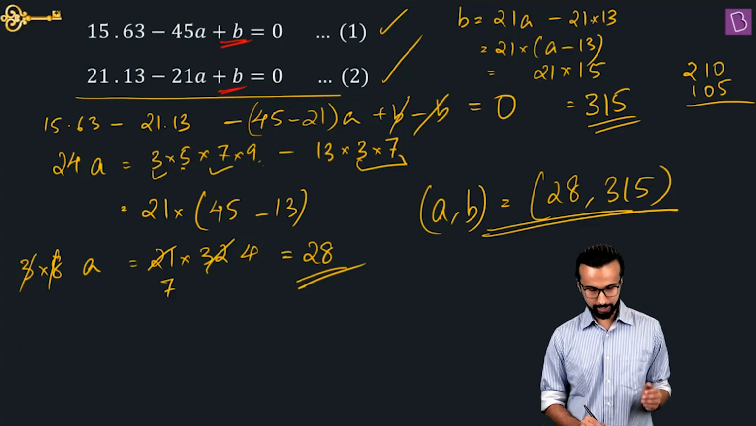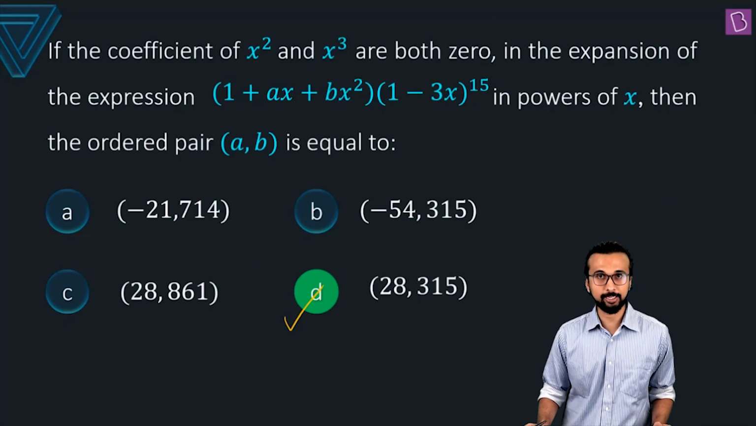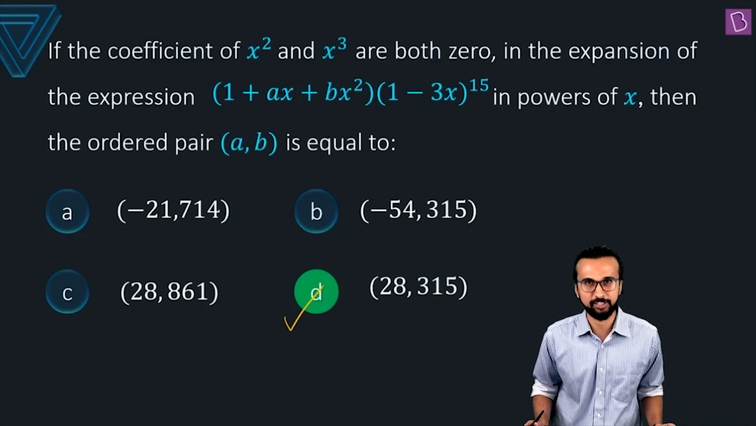Alright, so now let's look at our options. We see that it's nothing but option D here. a is 28, b is 315. Got that?